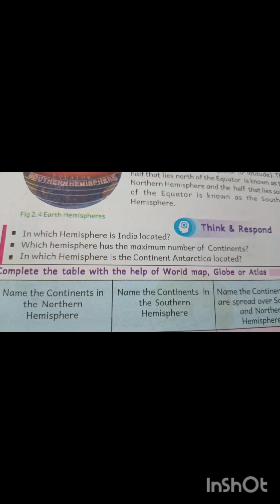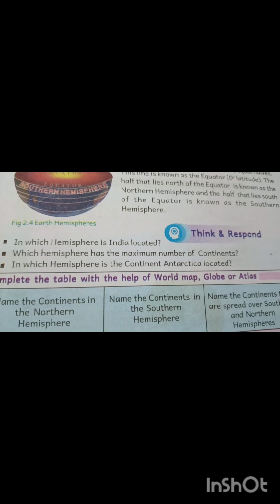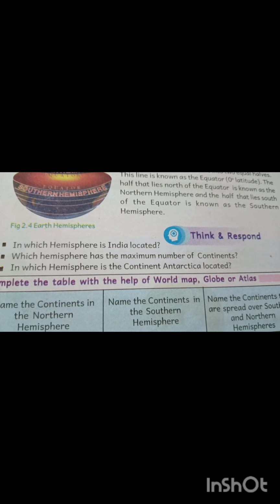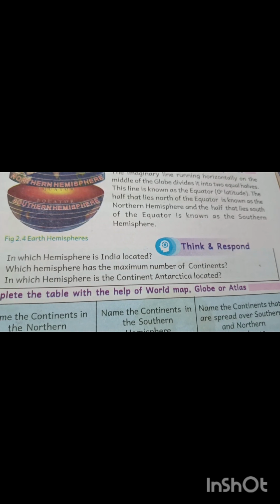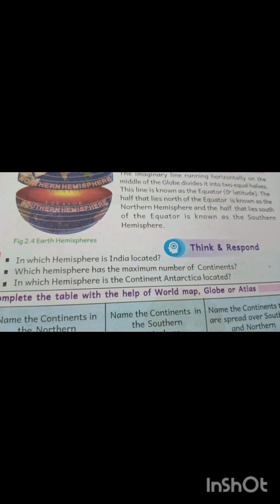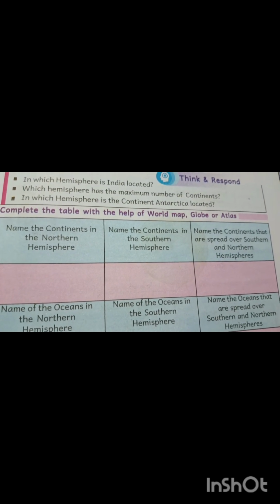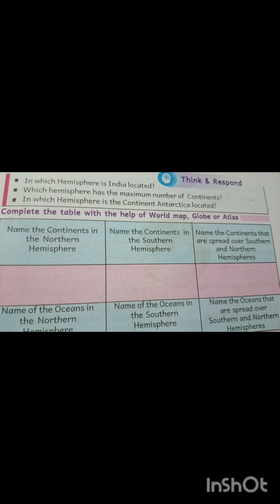Here are some of the questions we have to learn. In which hemisphere is India located? Which hemisphere has the maximum number of continents? In which hemisphere is the continent Antarctica located? Complete the table with the help of a world map, globe, or atlas in your classroom.